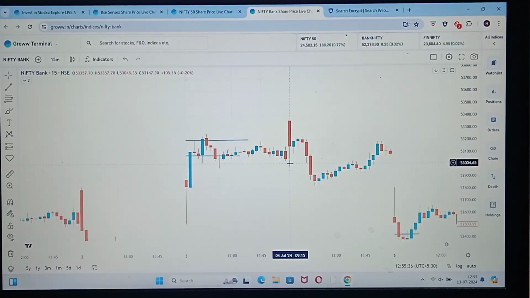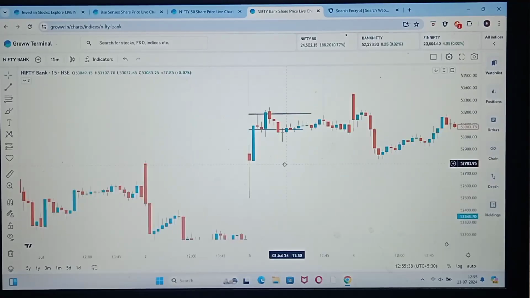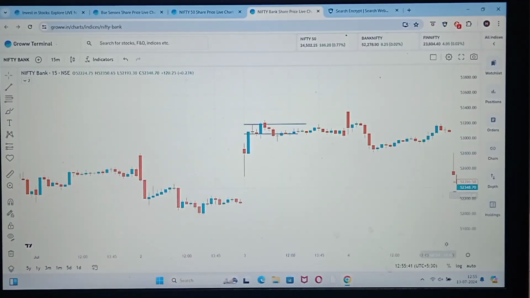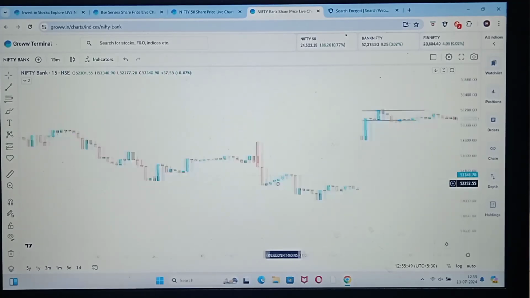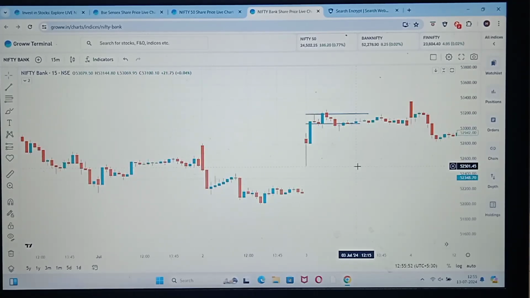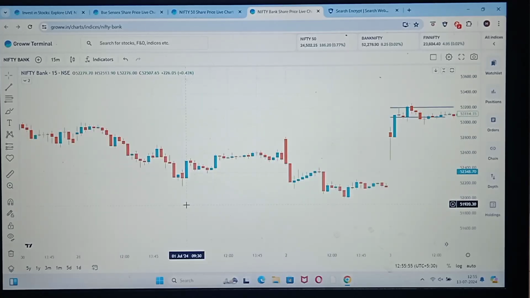Then most of the trades were very small. So I think on 3rd of July you got small trades, 2-3. So kind of scalping trading you could have done here and fetched profit. Now let's see 1st of July.